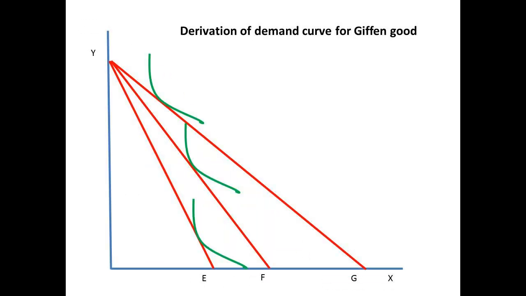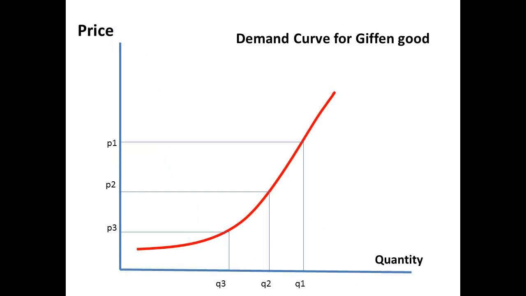How would a Giffen good be affected? The line would pivot from YG to YF to YE. It would pivot towards the left. Taking the points where the budget line is just tangent to the indifference curve, we have the points to draw the demand curve. In this case, for a Giffen good, note that the demand curve slopes from right to left.